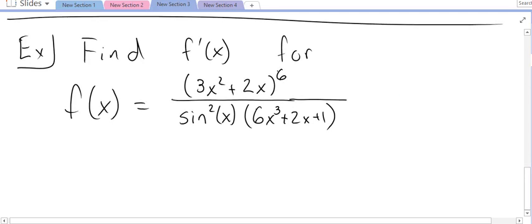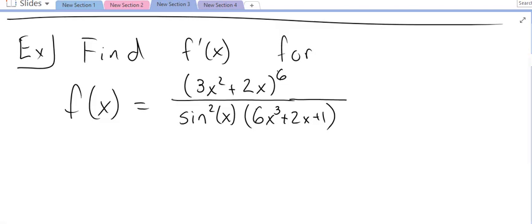So for one more example in this video, let's find f prime of x for f of x equals (3x squared plus 2x), that whole quantity raised to the 6th power, divided by sine squared of x times (6x cubed plus 2x plus 1). Now, we could go ahead and do this using techniques that we have learned in previous sections. We could use the product and the quotient and the chain rule all together at once.